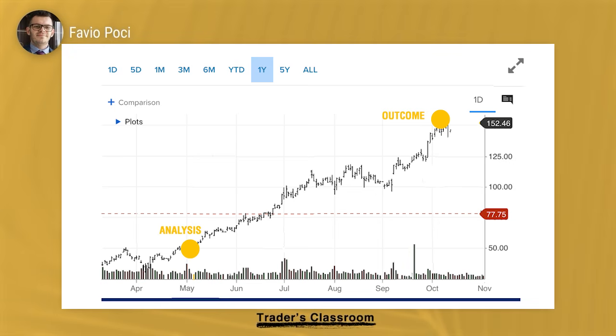Here is what happened in Robinhood after that forecast. You can see that the Elliott waves helped to identify the rally that occurred.